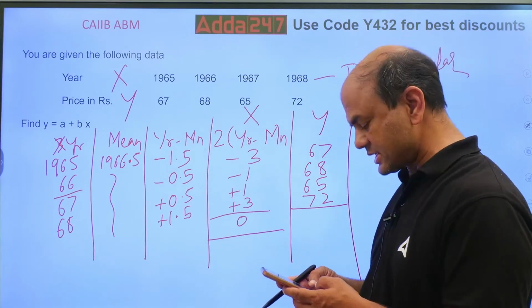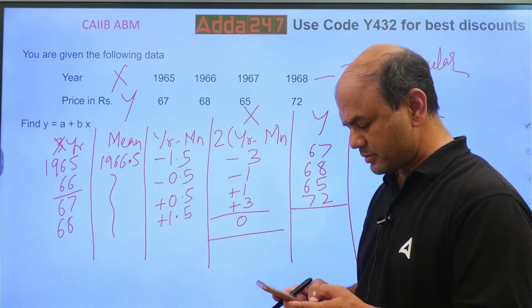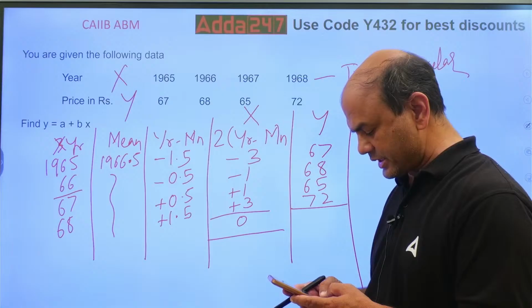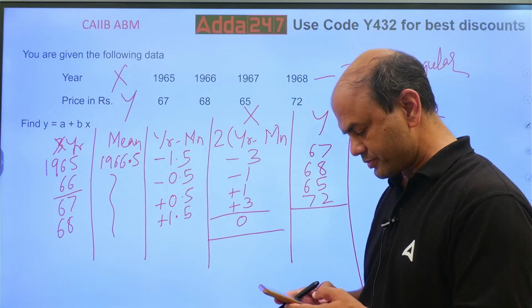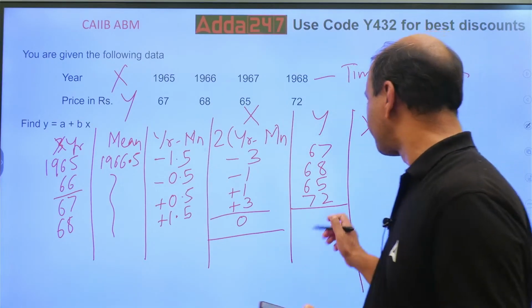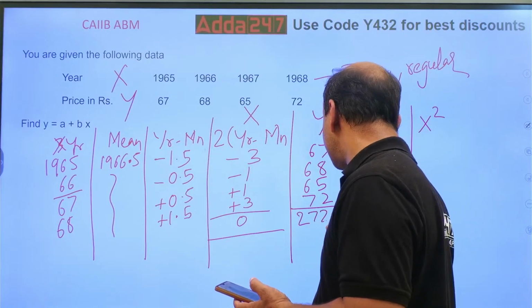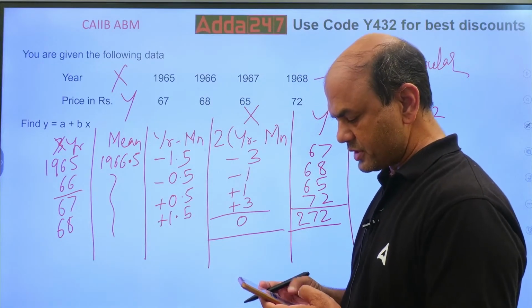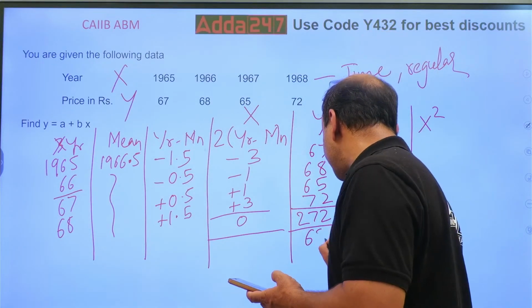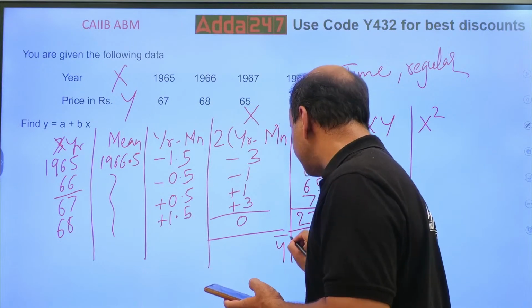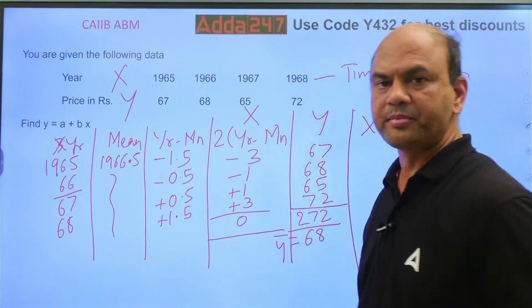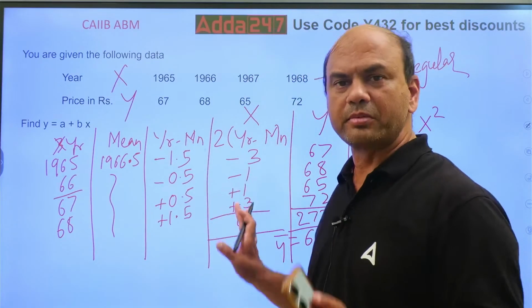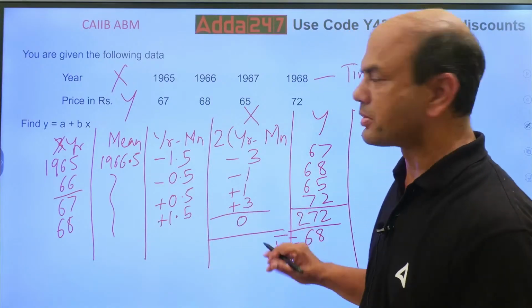So what is the total? 67 plus 68 plus 65 plus 72. 272. Find the average. Immediately find the average. Upon 4. 68. So this is y bar. Y bar. This is the average. What is the use of this? I'll tell you later. Now the problem is almost easy. You have almost completed the problem.